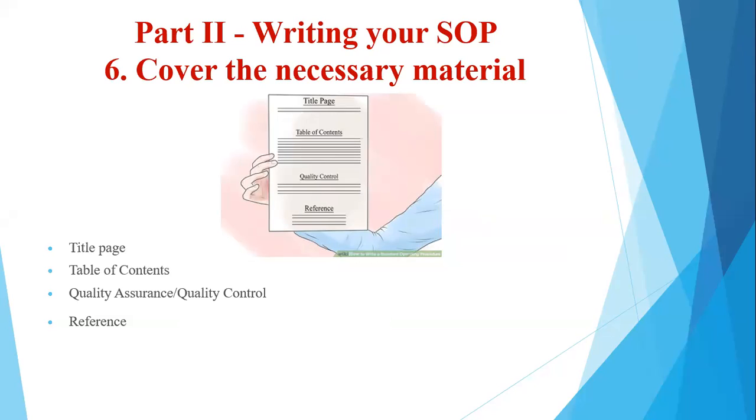technical SOPs will consist of 4 major elements: the title page, table of contents, quality control, and the reference. Now the title page, varying from business organization to business organization, will essentially include the title of the procedure for which you are preparing the SOP.